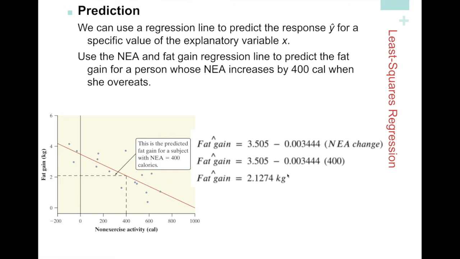So don't forget your units. Units are very important, especially in your final answer. And make sure that you state in your final answer that the predicted fat gain is 2.1274 kilograms. Not the fat gain, but the predicted fat gain. You can also use the phrase our model predicts or the model predicts, but I would just stick the word predicted right with the actual response variable. So the predicted fat gain would equal 2.1274 kilograms.